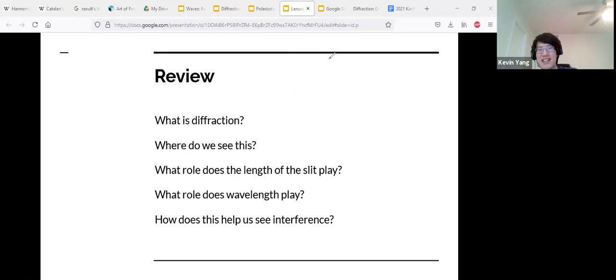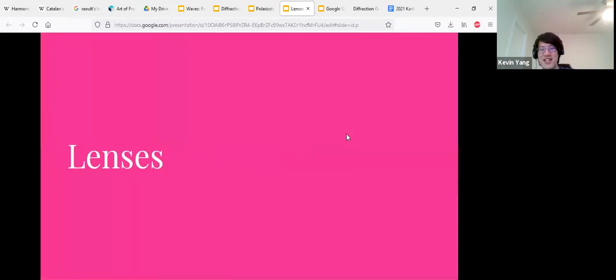All right, I didn't cover lenses at all, but it's already 8:01 and this is a good stopping point. So I'm going to stop the class here. Does anybody have any final questions about interference?